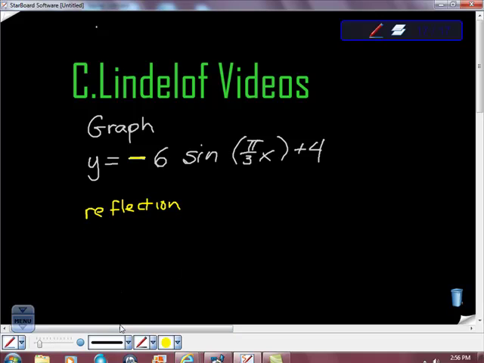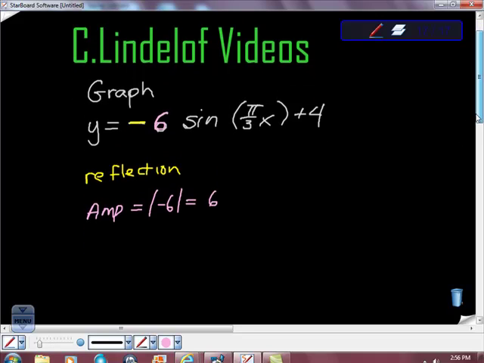The next thing I can get is the amplitude. So I see this value here, which is 6. So amplitude is equal to the absolute value of A. A is -6, so the amplitude is 6. We're going to go through what this does.